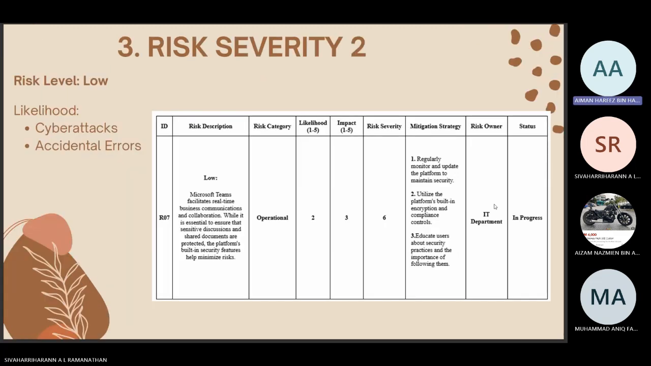RO7 is associated with the use of Microsoft Teams for real-time business communication and collaboration. While it is essential to ensure that sensitive discussions and shared documents are protected, the platform's built-in security features help minimize risks. This risk is assessed a severity score of 6, which is very low.